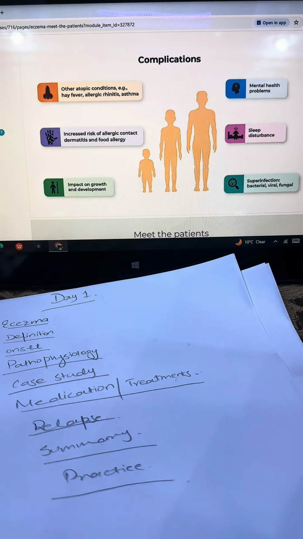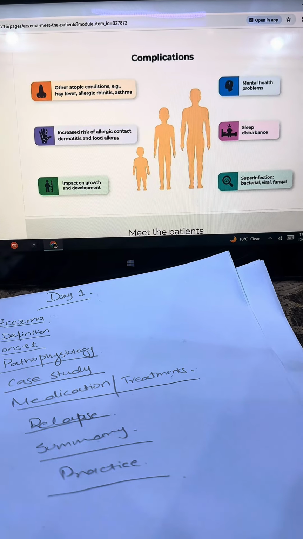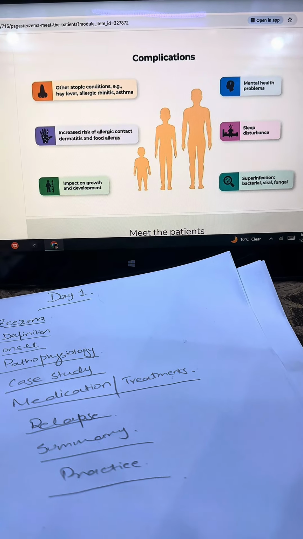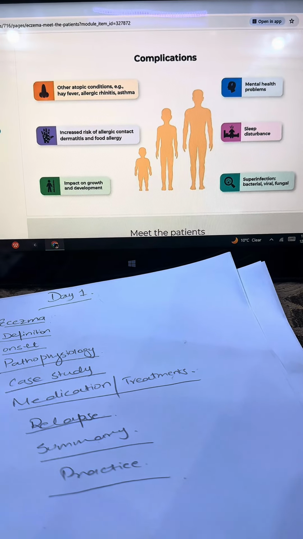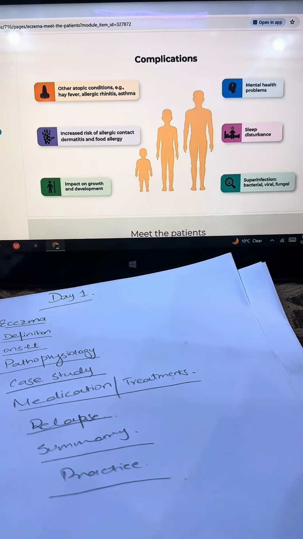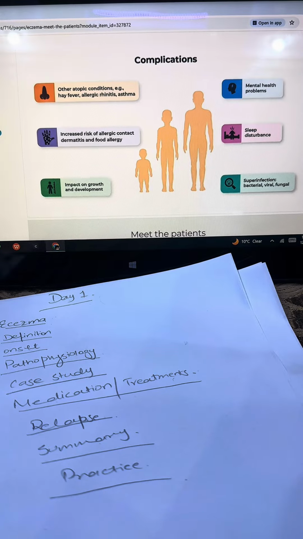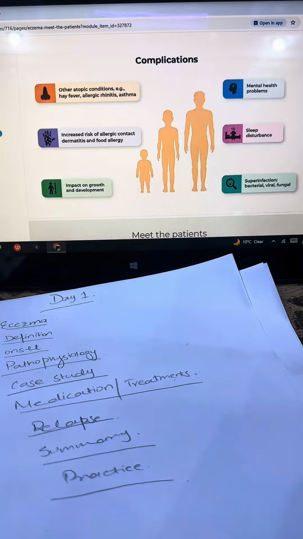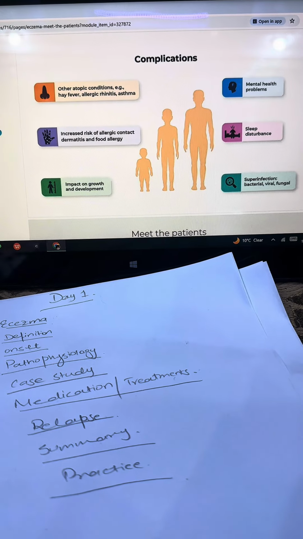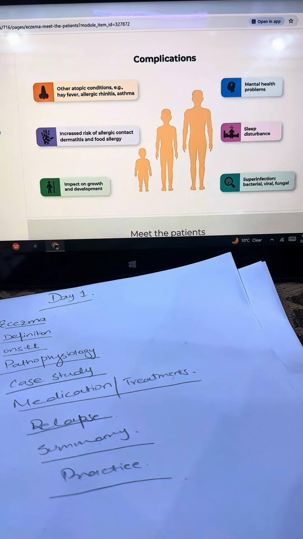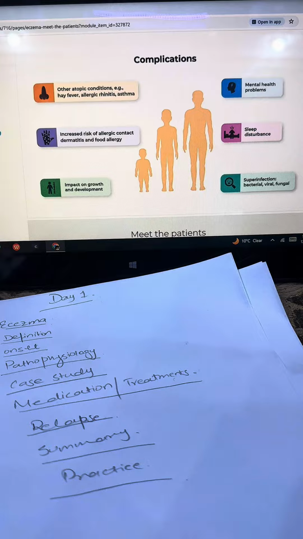The complications we can face in eczema are mental health problems, sleep disturbance, superinfections, bacterial, viral, and fungal, impact on growth and development, social burdens, hay fever, allergic rhinitis, asthma, increased risk of allergic contact dermatitis, and food allergy.